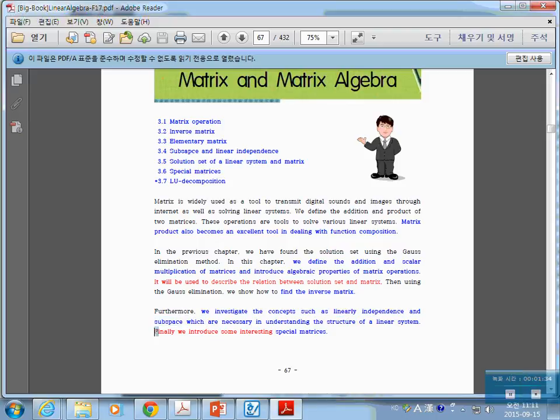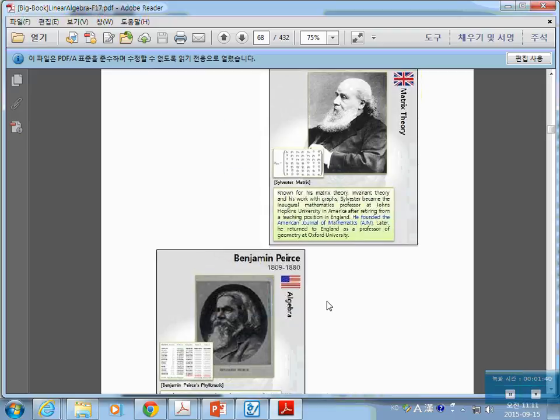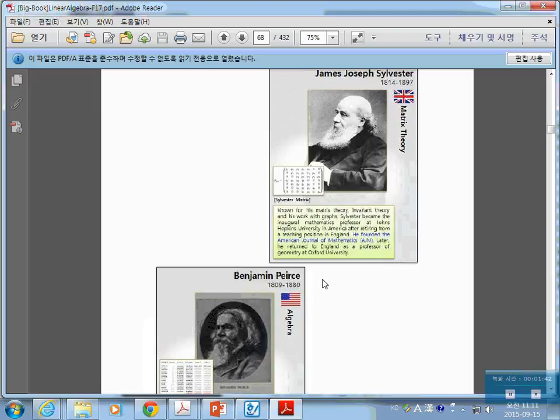Finally, we introduce some interesting special matrices. Okay, and here are some mathematicians who made great contributions in these matrix operations.